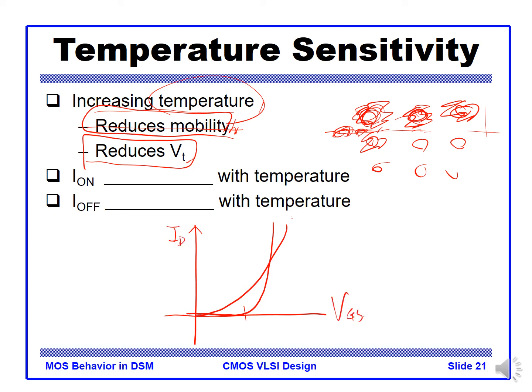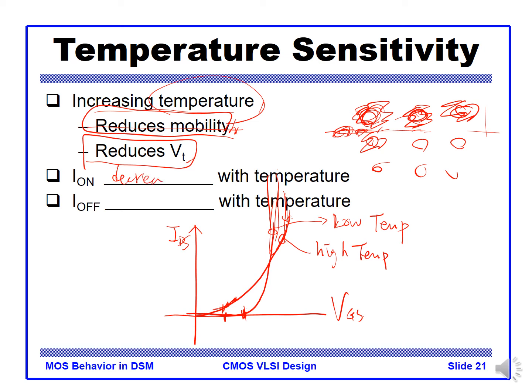So this is the ID versus VGS. This is the low temperature. This is high temp. So for higher temperature, the typical absolute IDS goes down, right, compared to the low temperature curve. But the VTH goes low, right? Even at smaller VGS, current flows.